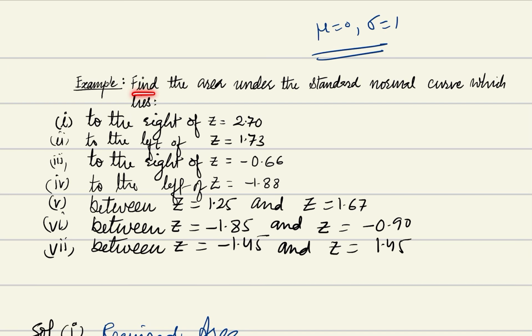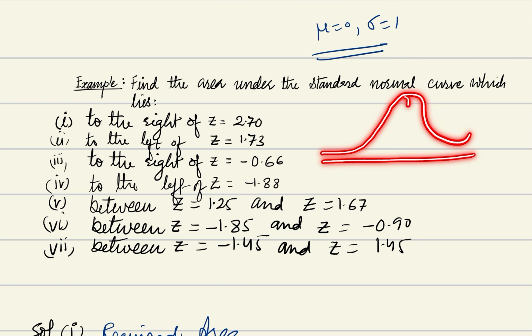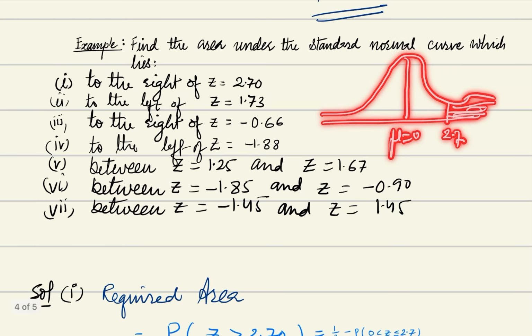Now you see, find the area under the standard normal curve which lies to the right of 2.70. Right का मतलब if you have this curve, so I assume this is the middle point mu equals to 0 because it's a normal curve, so this will be somewhere at 2.7. So right of means this area we have to calculate. So how do we calculate this area?